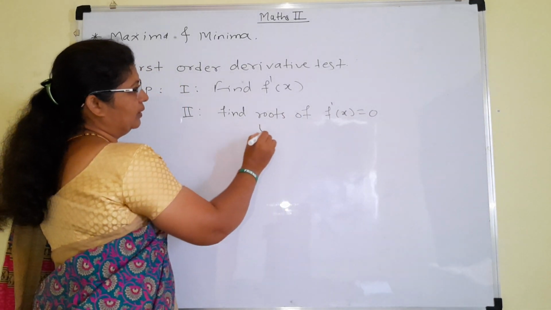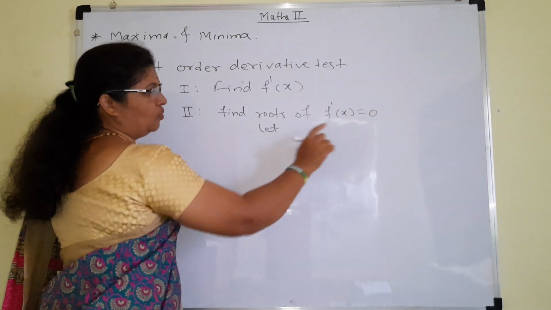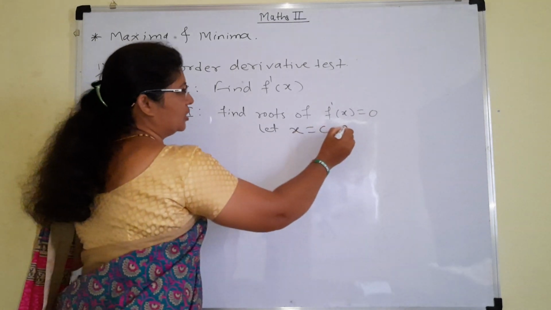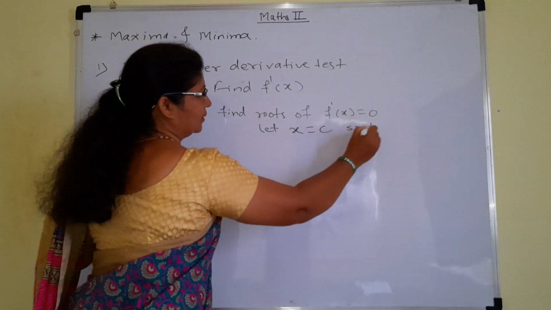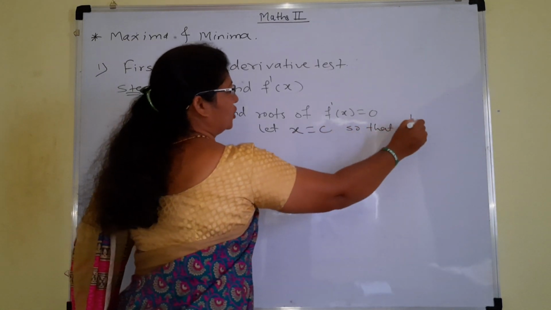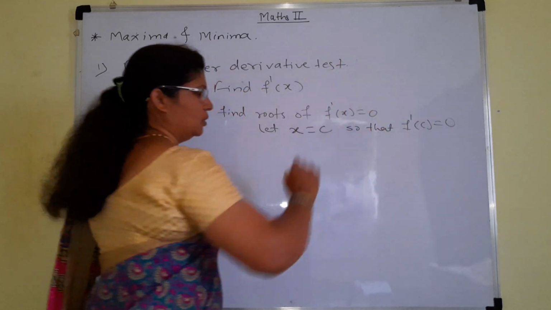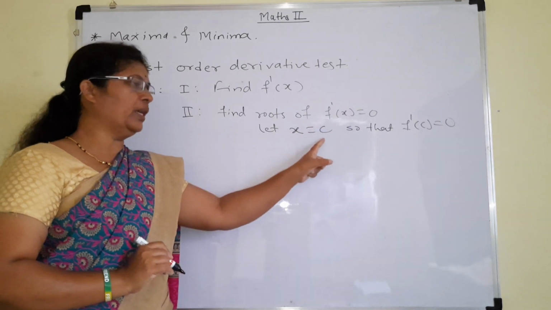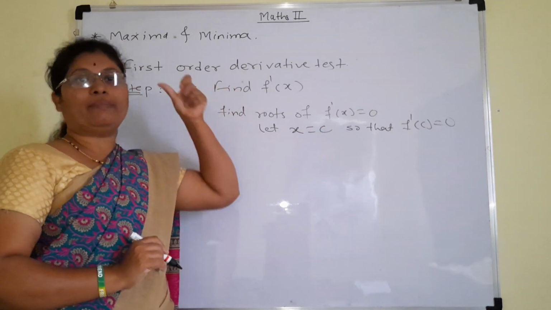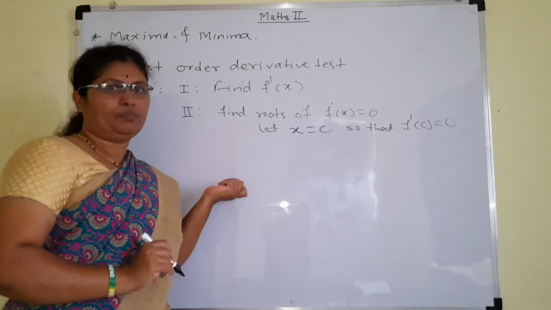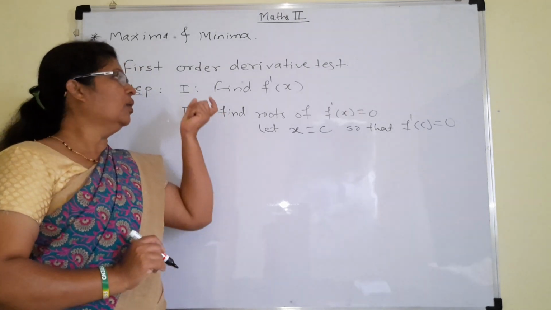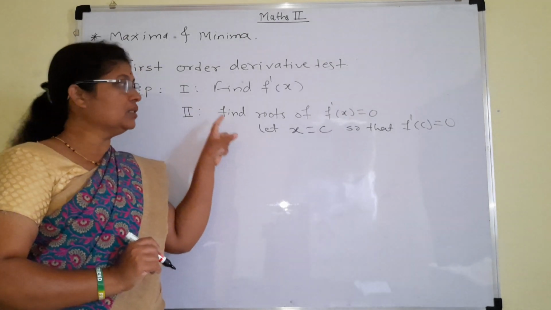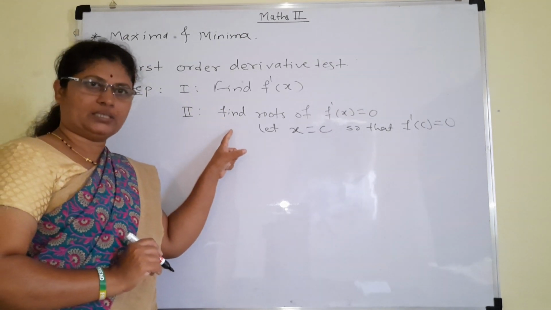So solving this, let us say we get x is equal to c such that f dash of c is equal to 0. So x is equal to c is the point where our function will be maximum or it may be minimum. The function will have a maximum or minimum value. This is the first step. This one is the second step.